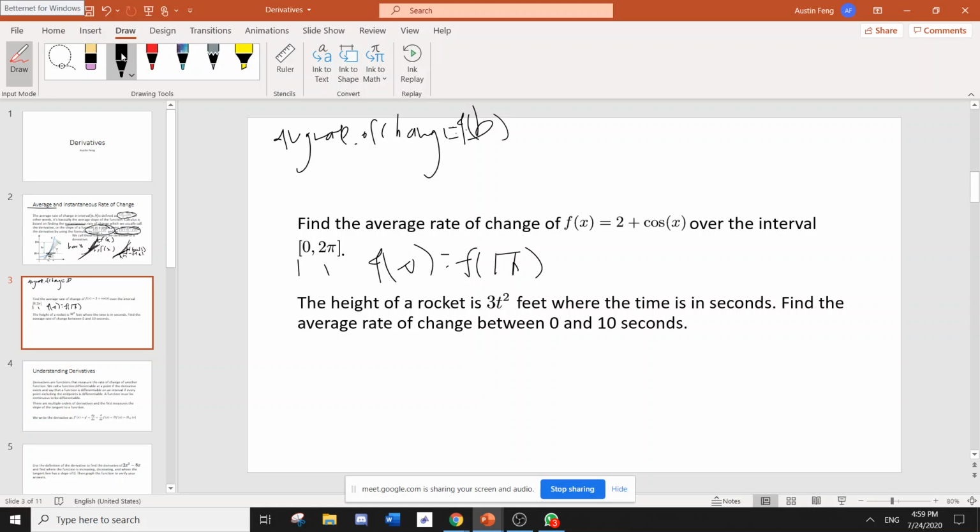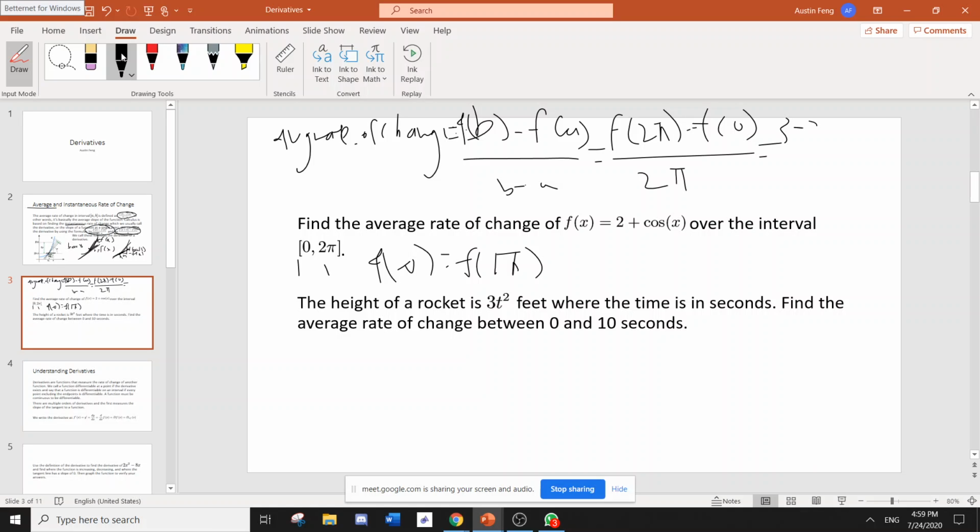f of b minus f of a all over b minus a is equal to f of 2 pi minus f of 0 all over 2 pi. This is equal to 3 minus 3 over 2 pi, and we see that's equal to 0. So the average rate of change is 0. Now let's do another average rate of change.